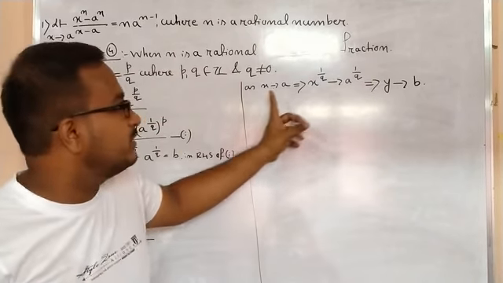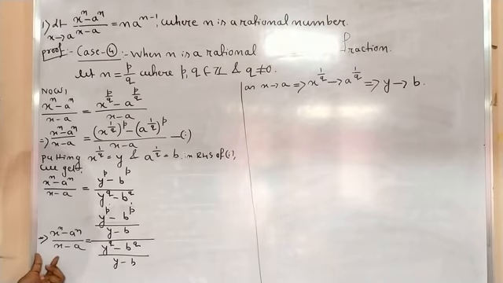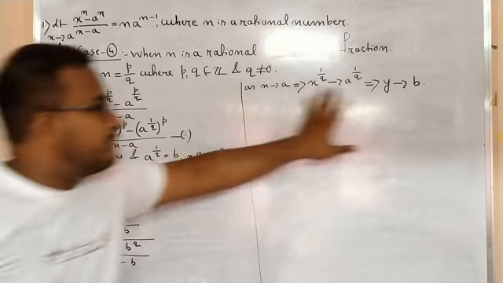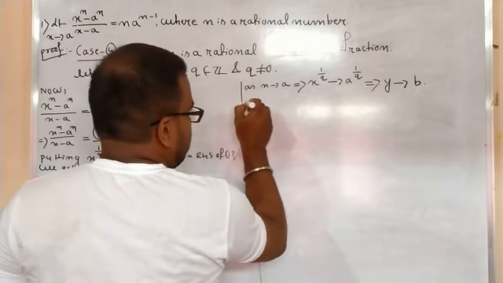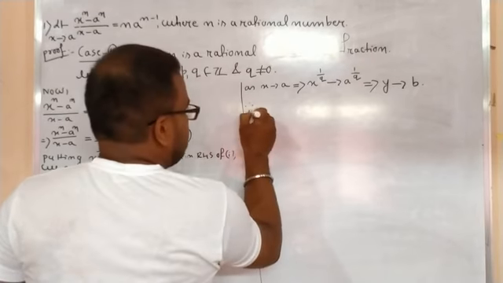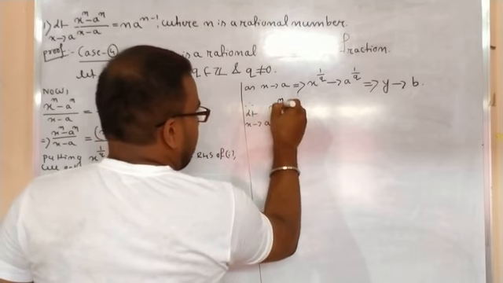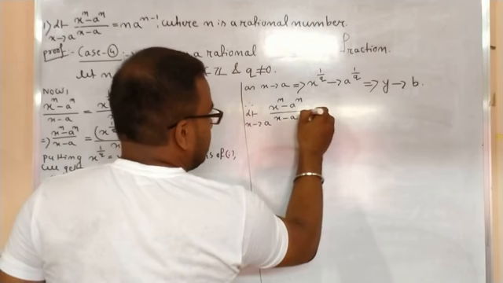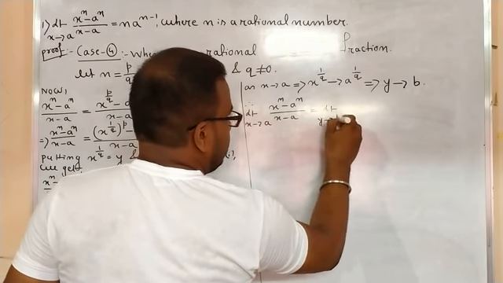From this line I can write, because this equals this. So when I take the limit x tends to a here, at the same time I can take the limit y tends to b here, because both have the same meaning. Right? So therefore, limit x tends to a, x to the power n minus a to the power n by x minus a equals limit y tends to b.